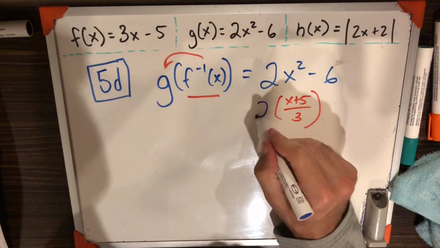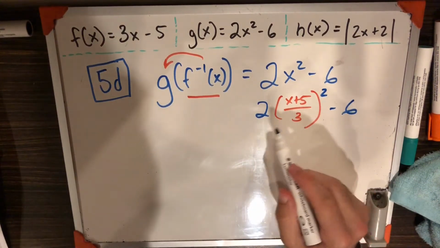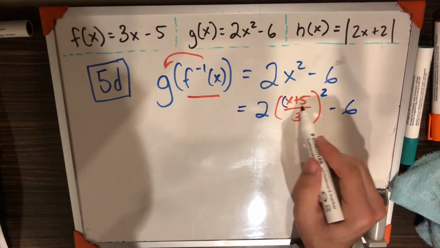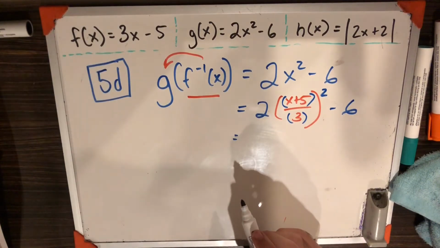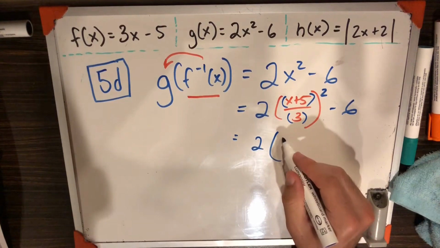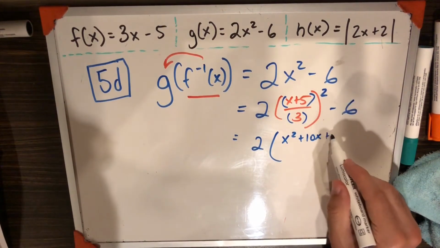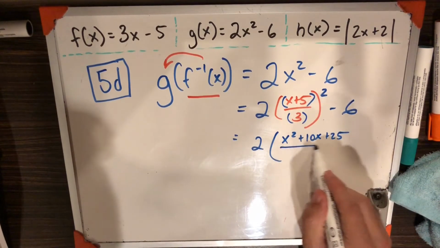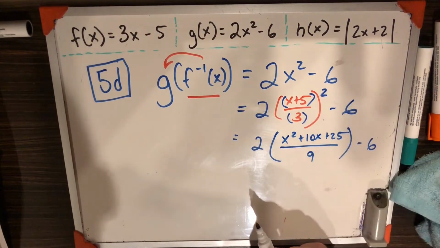All right, so I will simplify everything else. Now, this is a bit tricky because I'm squaring this, also this as well. So x plus 5 squared ends up being x squared plus 10x plus 25. Again, that 3 is being squared as well. Don't forget to square that as well. That's just 9, and then minus 6.